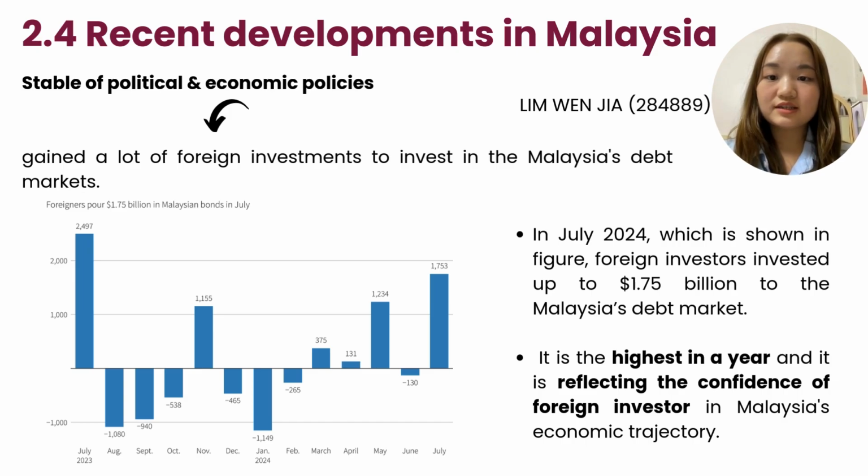2.4 Recent developments in Malaysia. The stable political and economic policy has attracted a lot of foreign investment into the Malaysian debt market. In July 2024, as shown in the figure, foreign investors invested up to 1.75 billion in the Malaysian debt market. It is the highest in a year, reflecting the confidence of foreign investors in Malaysia's economic trajectory.